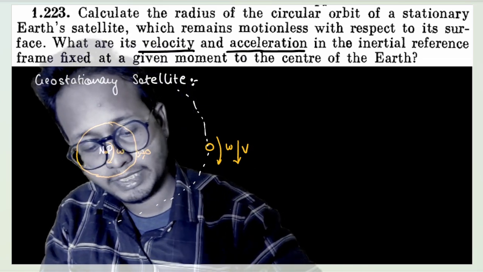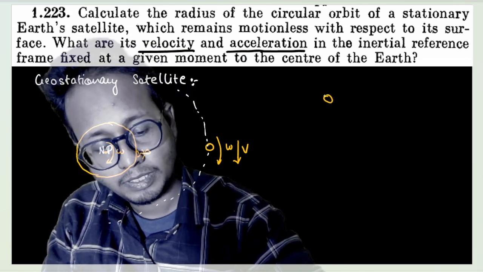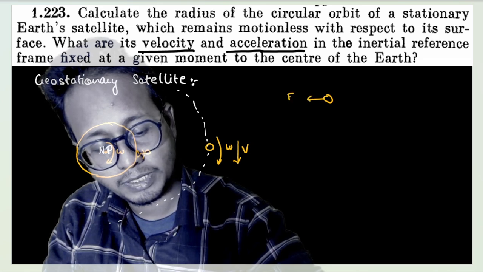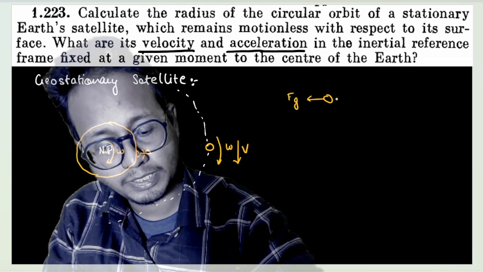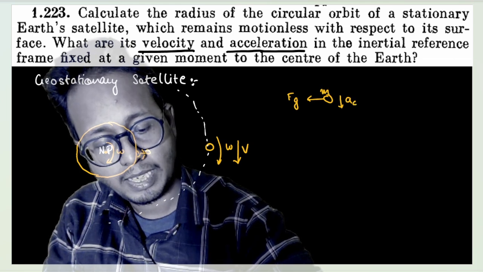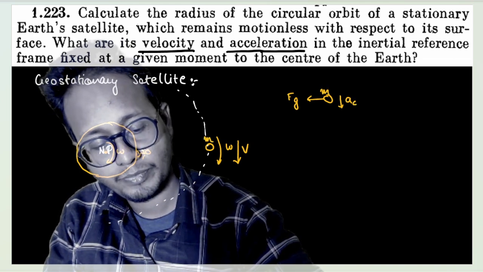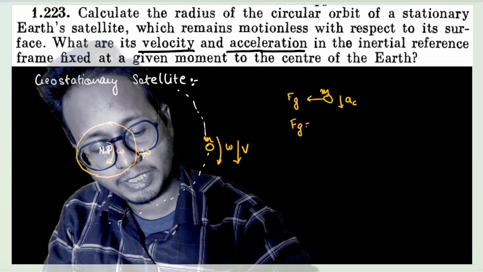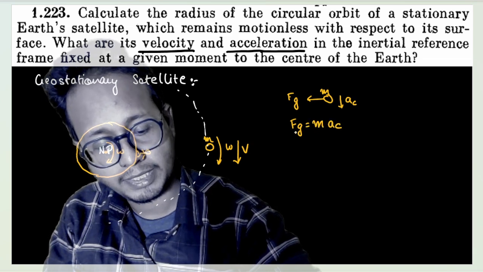If this is the satellite, what are the forces acting on it? The force acting on it is nothing but the gravitational force, and I can say that the gravitational force is nothing but mass into centripetal acceleration. Let the mass of the satellite be m. So you know that the force due to gravitation is equal to mass into centripetal acceleration.